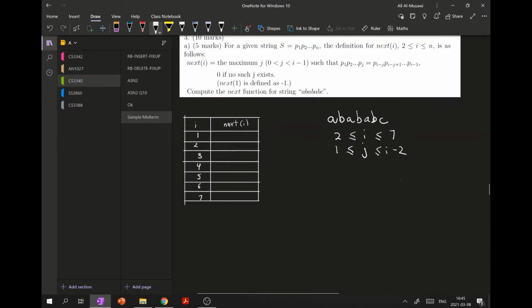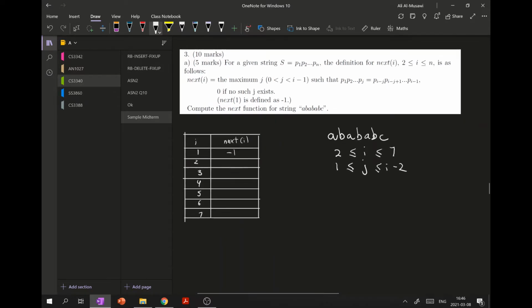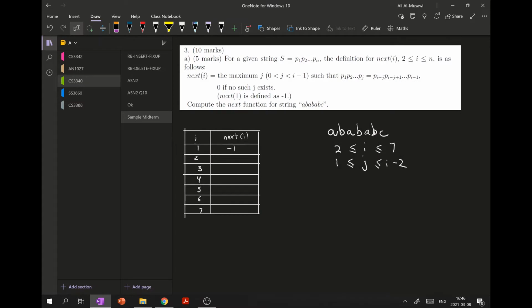Next, we try to compute next of i for a bunch of different i's. Next of 1 is given to be -1, so let's just write that down. Next would be next of 2, which is defined to be the thing that matches this condition. So actually, how about I show you something? In order to do this, you want to look at the maximum j here, so let me make some scratch work.